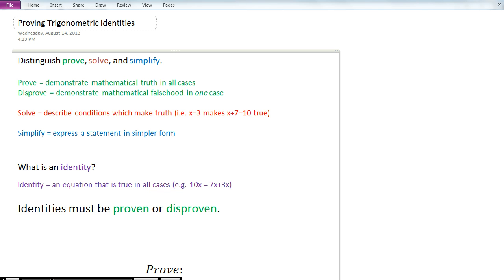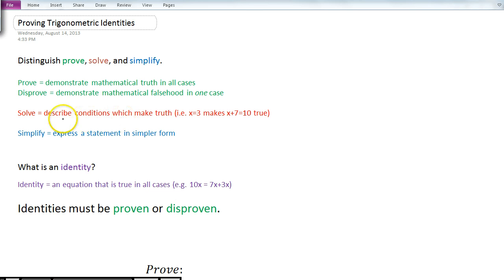So to prove or to disprove, those are in green here. To prove something is to demonstrate its mathematical truth in all cases. And if you'd like to disprove something, you just need to demonstrate a falsehood in one case. So this is the hardest work I think that mathematicians do, is try to prove arguments or theorems or lemmas or whatever. What they're trying to do is establish just how many conditions they must describe so that something is true all the time.